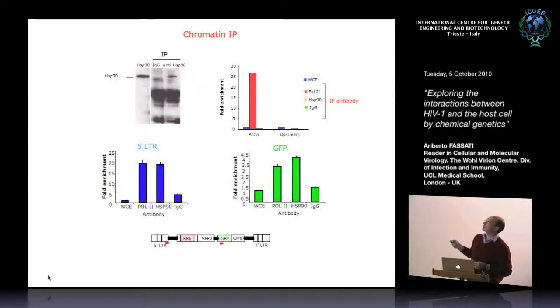Now, if you use anti-Pol II antibodies, you're enriched a lot for the actin promoter. But if you use anti-HSP90 antibodies, you don't. So it's not that HSP90 antibodies are pulling down any gene. No, that's not the case. But if you look at these sequences here, the LTR and the GFP, now you see enrichment with the anti-HSP90 antibodies. So it means that somehow, probably indirectly, HSP90 sits here, and then when you precipitate, you enrich for these gene sequences. So maybe there is actually a link between HSP90 and gene expression.